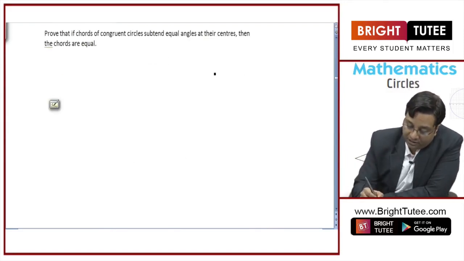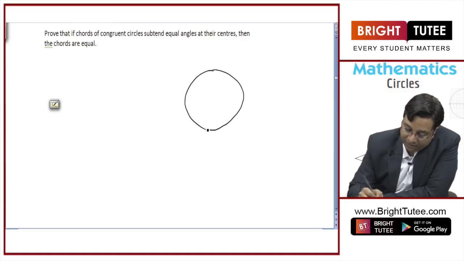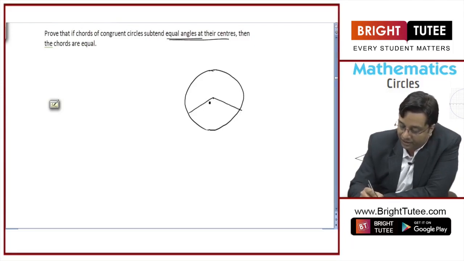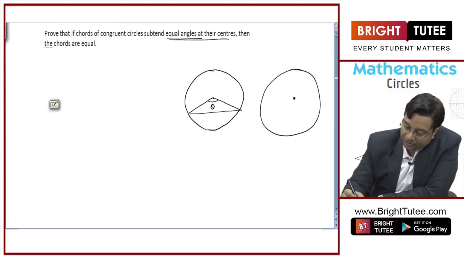Prove that if chords of congruent circles subtend equal angles at their centers, then the chords are equal. Now this question is just the converse of the previous question. In this question, we will consider that the angles subtended at the centers of congruent circles are equal. That is this angle, and we get a congruent circle, that is a circle of equal radius.